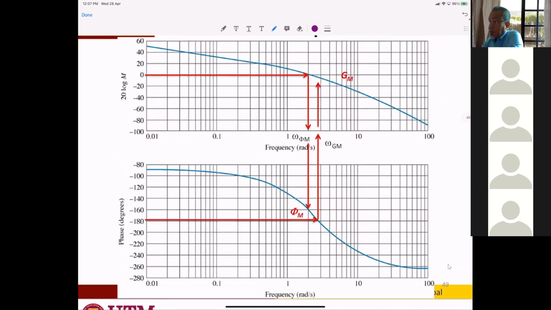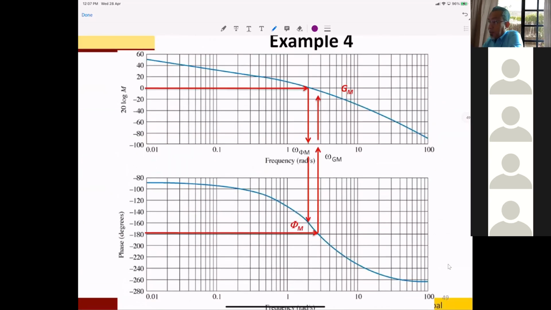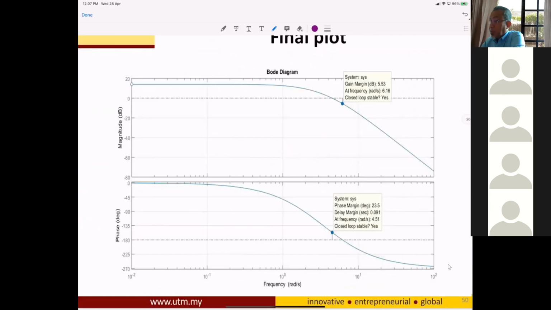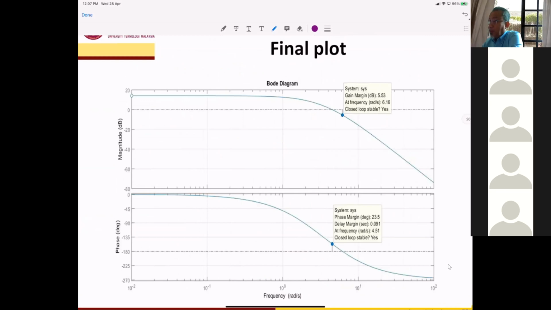This is the plot that we get using Matlab. You can see that when you play around with the magnitude curve and the phase curve using your mouse, you can scan the values at 0 dB and minus 180, which will give you the omega phase margin and omega gain margin, and from there you will get the phase margin and gain margin. So this one is from Matlab, as I showed you before.